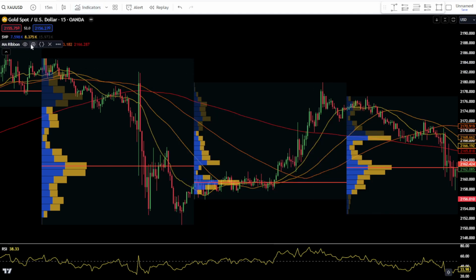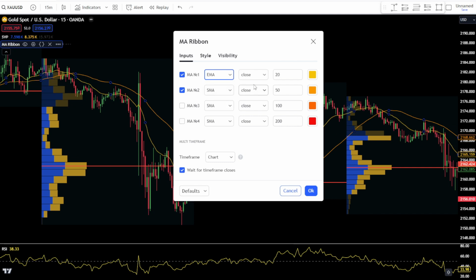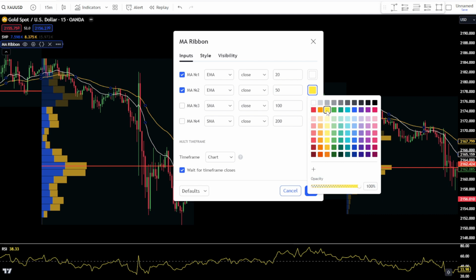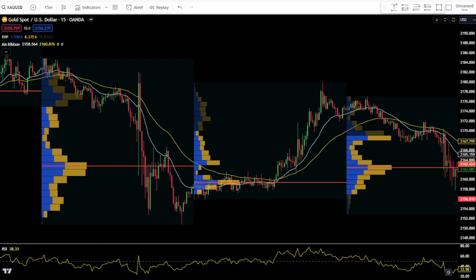Next, enter the settings for the Moving Average Ribbon indicator. In the Input tab, remove the check marks for MA number 3 and number 4. Then, for MA number 1, change it to EMA or Exponential Moving Average and set the length to 20. Similarly, for MA number 2, change it to EMA and set the length to 50. Adjust the colors of the two EMAs according to your preference. Once done, click OK to confirm the changes.